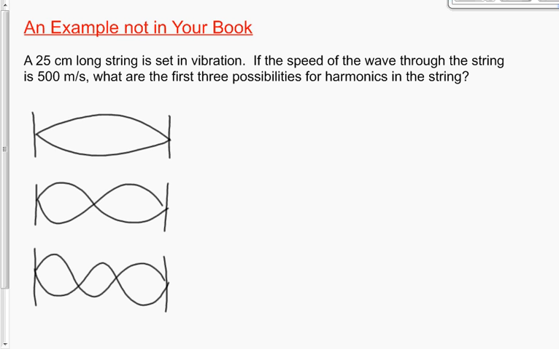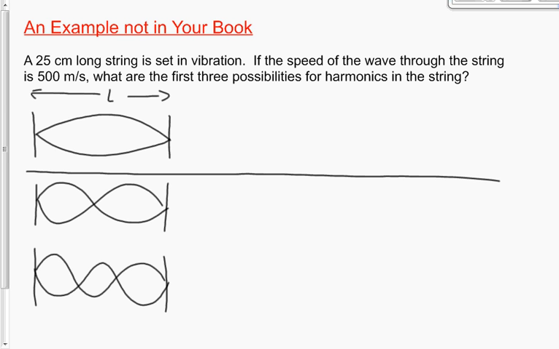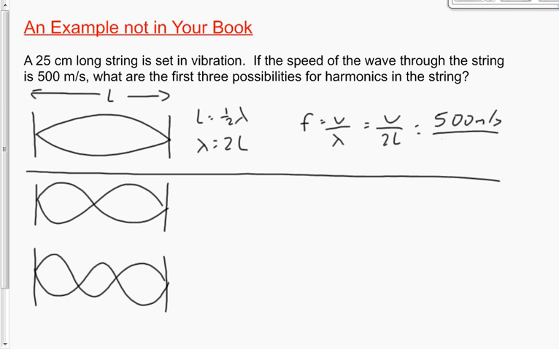We can draw the first diagram. We can derive the equation for it. Okay, this is L, the length of the string. We know that L is equal to 1/2 lambda, and therefore lambda is equal to 2 times L. We know that f is equal to v over lambda, or f is equal to v over 2 times L. We can calculate the frequency of the first harmonic here by saying 500 meters per second divided by 2 times the length being in meters, 0.25 meters. 500 divided by 0.5 gives me 1,000 hertz. There's the first.